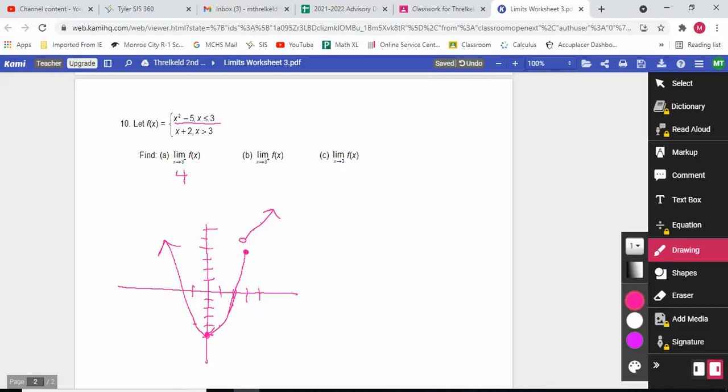As you approach 3 from the right, bigger than 3, which piece would that be? The bottom. 3 plus 2 is 5. If I looked at my graph, if I'm approaching bigger than 3, I'm coming in here, my y value is going to 5. So overall, at 3, the limit does not exist. Those pieces don't meet. It's a discontinuity at 3. So we don't have a two-sided limit there.